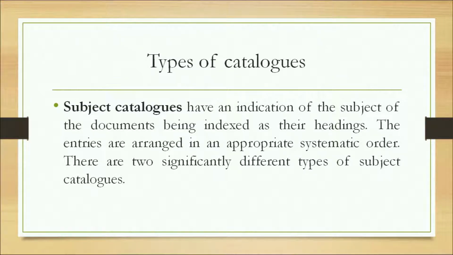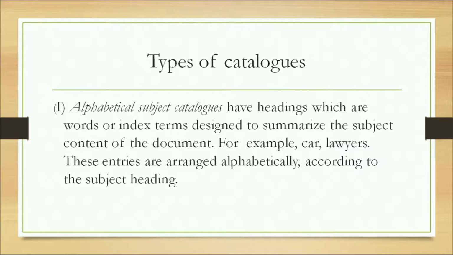There are two significant different types of subject catalogs. We have alphabetical subject catalogs which have headings, these headings are words or index terms designed to summarize the subject content of the document. For example, car, lawyers. These entries are arranged alphabetically according to subject headings. Then we also have, as you know, classified subject catalogs. They have headings on entries which are classification symbols.